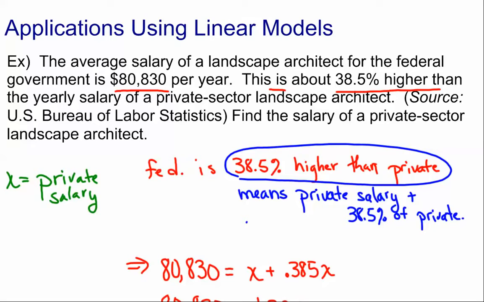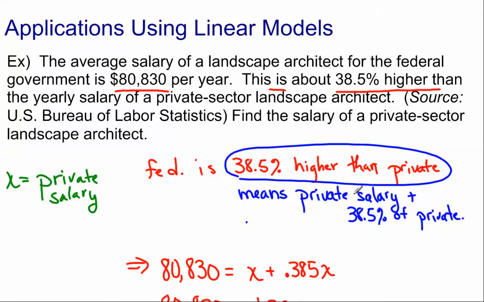Okay, so what I'm looking for is going to be my X. We always use that question or directive to figure out what our variable is. So I'm going to write that down so I remember when I find X what I just found. X is my private salary. Now, if I take the sentence here, this, meaning the federal salary, is going to translate into an equals 38.5% higher than the private.